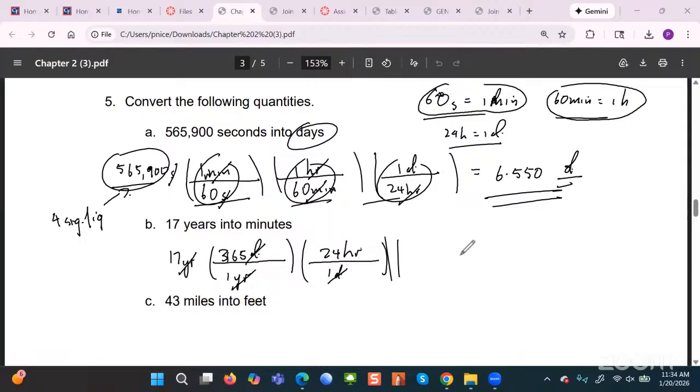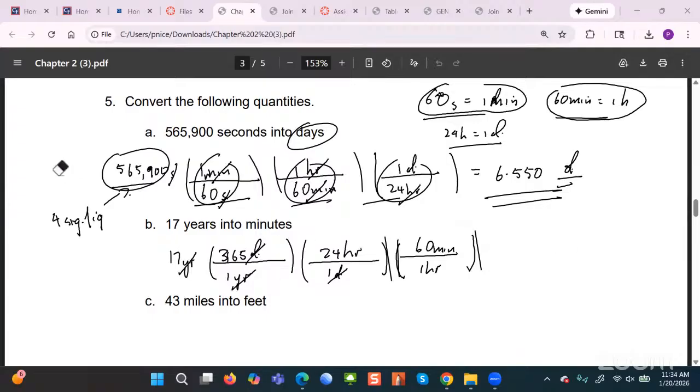What would be the next conversion factor? 60 minutes. So 60 minutes above, 1 hour below. Very good. What next? Oh, that's it, by the way. Yeah, sorry, my bad. Because it's asking for minutes, so let me erase it.